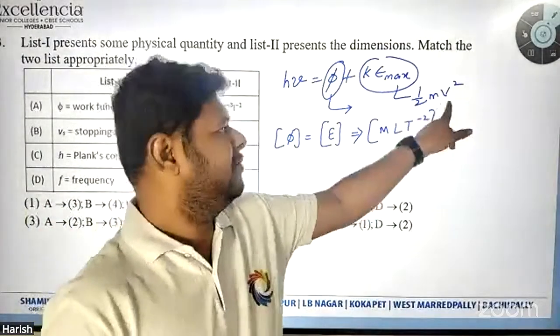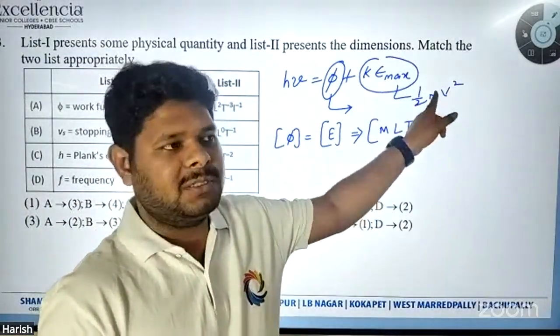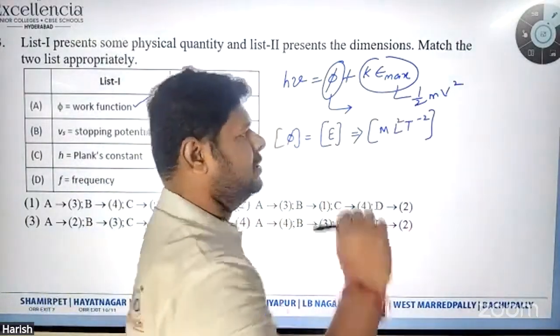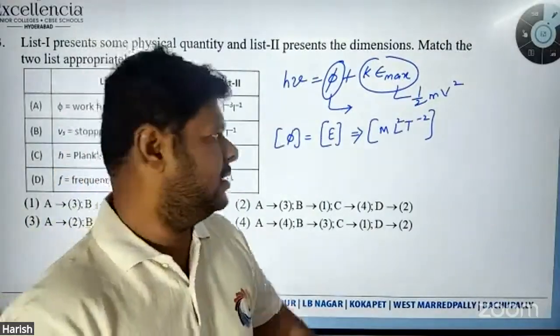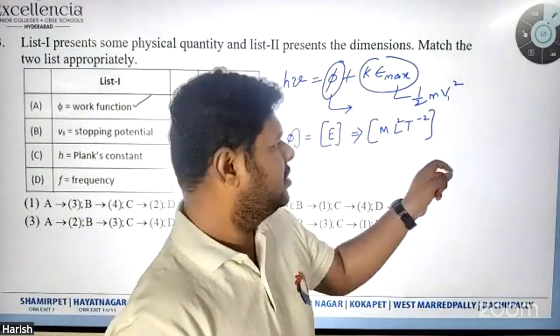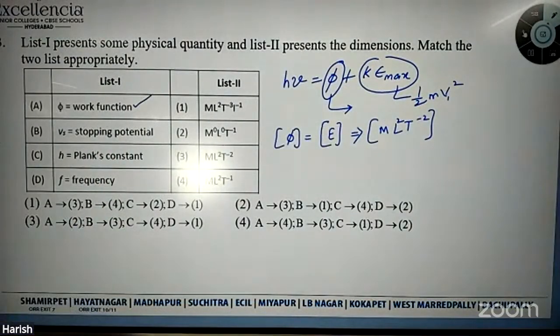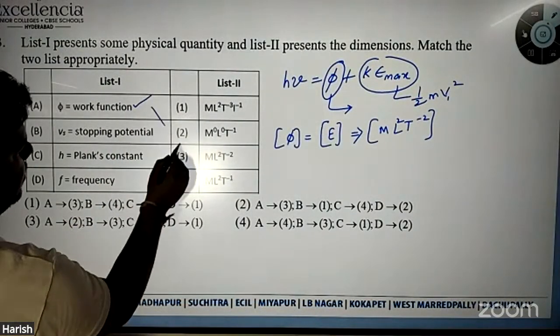The dimension formula of speed is L by T, so it is L T power of minus 1. But it is v square now, so L square T power of minus 2. So the dimension is M L square T power of minus 2. Then check which option is matching with that. So it is matching.